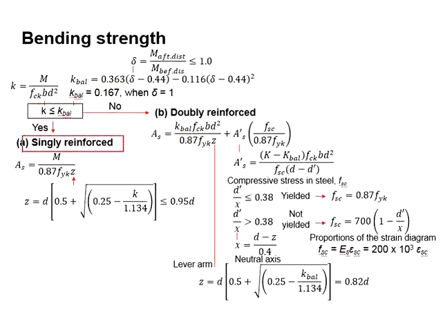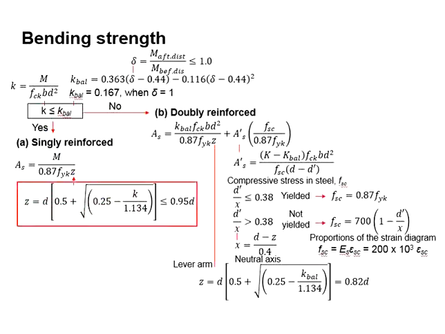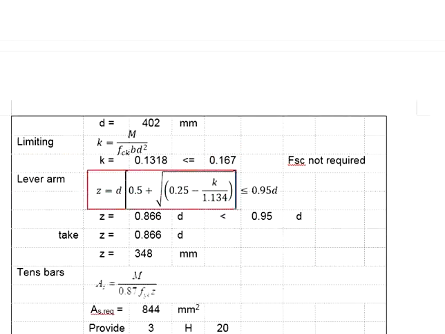When the K is less than 0.167, you know that it is singly reinforced. Singly reinforced member is relatively easy. All you need to do is to find the lever arm and then substitute into the equations to determine the reinforcement. This is the equations for the lever arm. Use the K that you have obtained, substitute into the equations. You get your lever arm.